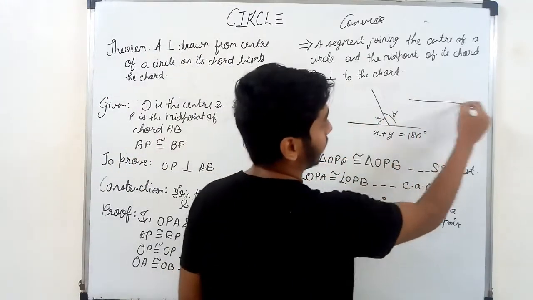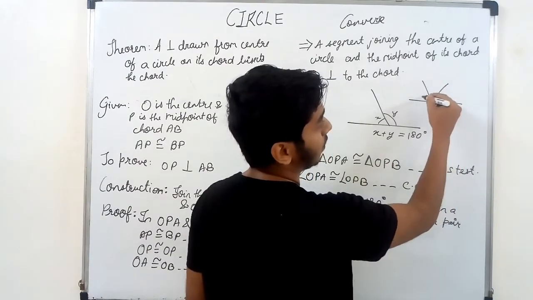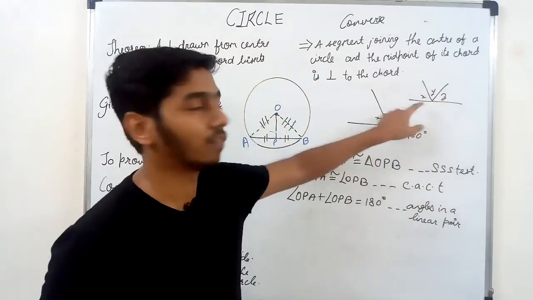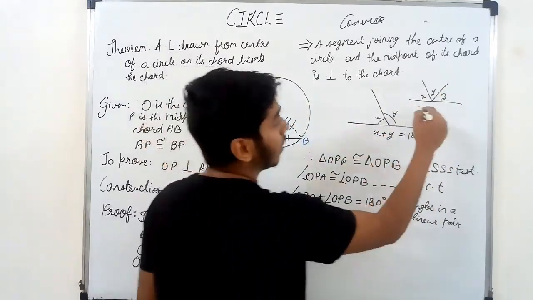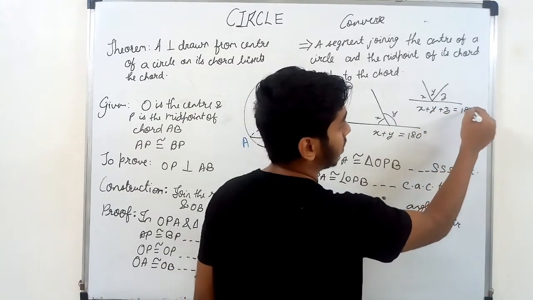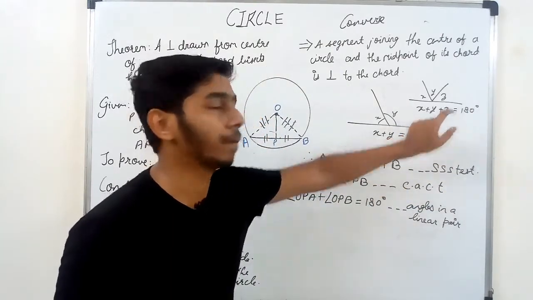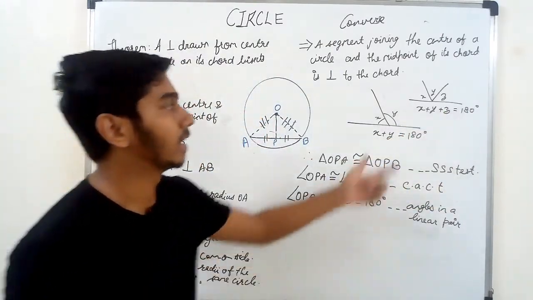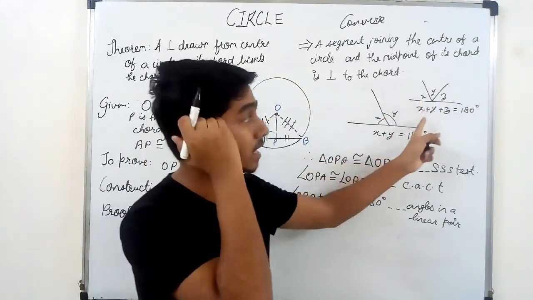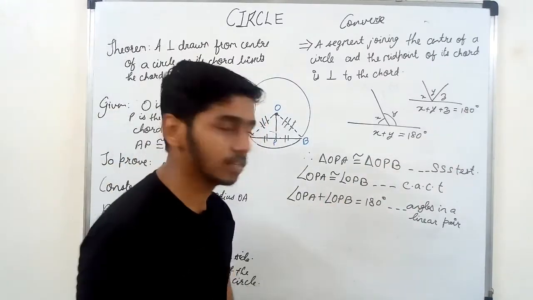Or if you have, let's say, three divisions of one straight line, x, y and z, then you'll get x plus y plus z equal to 180 degree. This is also called angles in a linear pair. There can be any number of angles on a particular straight line, and the addition will always be 180 degree. So that's what this says.